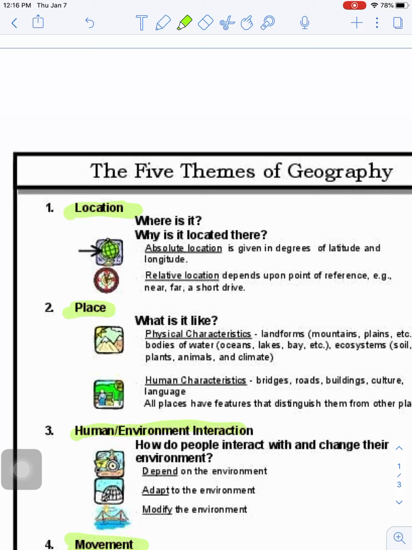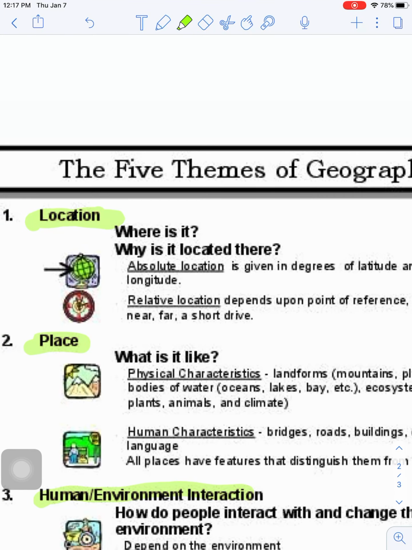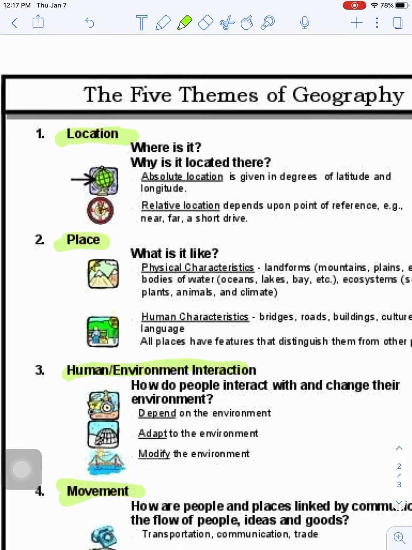On the other hand, relative location is when you're using different landmarks to be able to tell somebody how to get somewhere. So for example, using relative location could be saying, to get to the park, you have to walk down that street, you have to go past the big oak tree, and around the fire station, that's where you'll find the park. So notice how I didn't give latitude and longitude lines, I didn't give an address, I used the landmarks in my own area to be able to explain that location. So location, again, is where it is located and why it is located there.